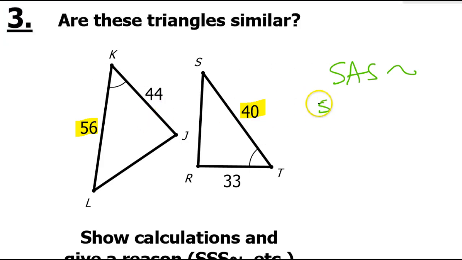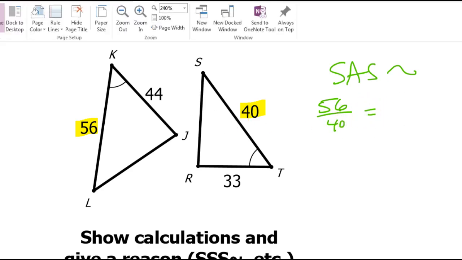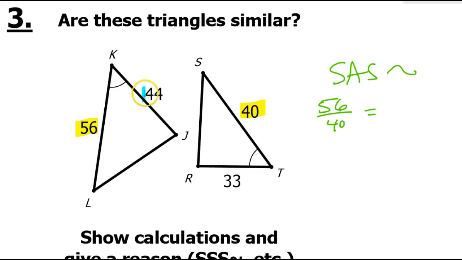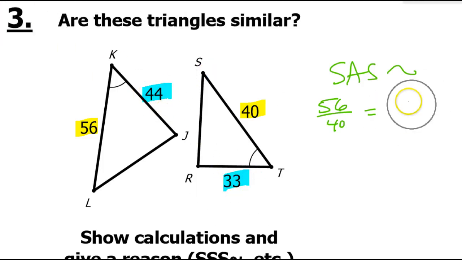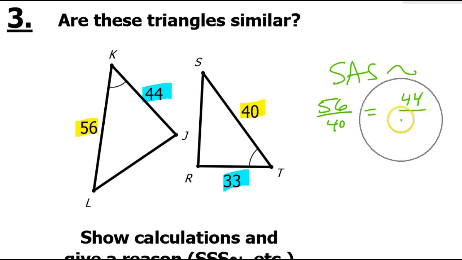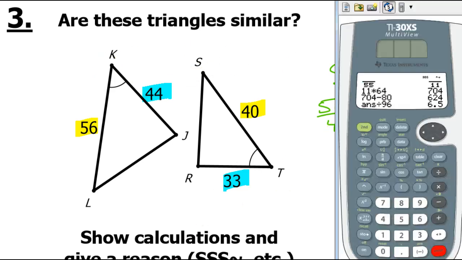Okay, so let's do 56 over 40. Now, of course, that leaves the smaller sides. If we make a fraction out of those, that would be 44 over 33. Now, if these are equal, then we will have side angle side similarity, because the corresponding sides will be proportional. If these are not equal, then the triangles are not similar. So let's check it out.